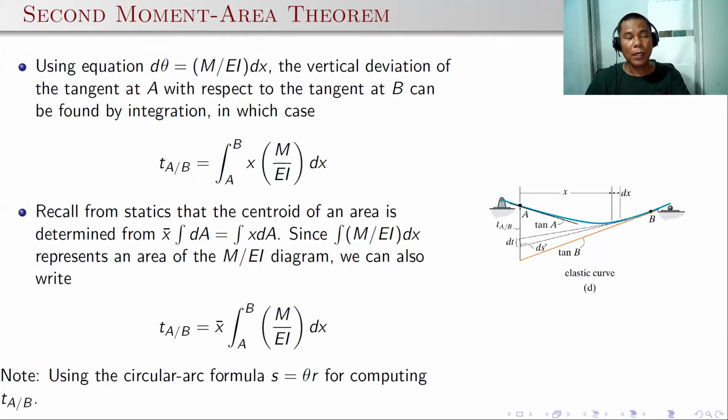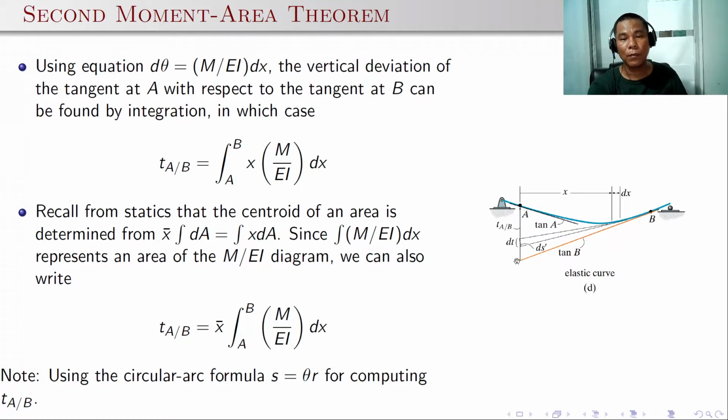So here, if we use the equation d theta is equal to M over EI dx, the vertical deviation of the tangent at A with respect to the tangent at B can be found by integration. So in which case, the deviation of point A with respect to B, if the tangent line is drawn at B, then this is the deviation from this point A to this point. This is the vertical line.